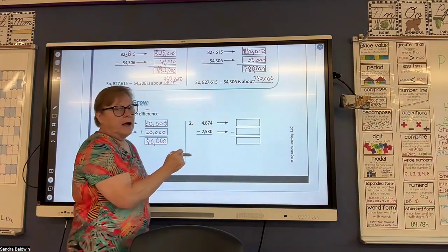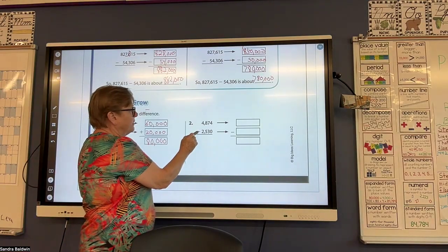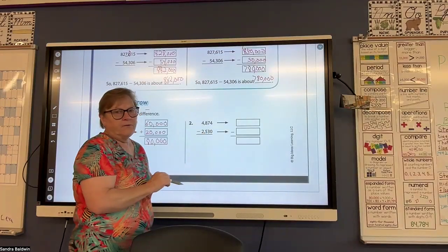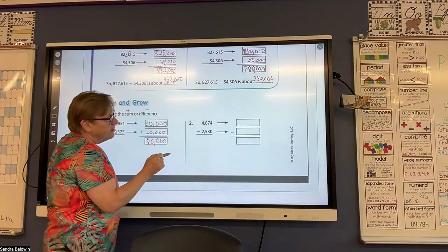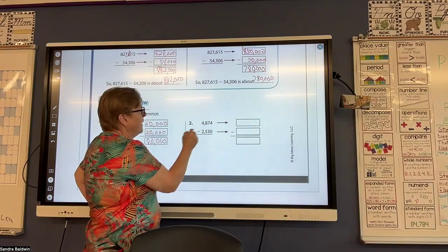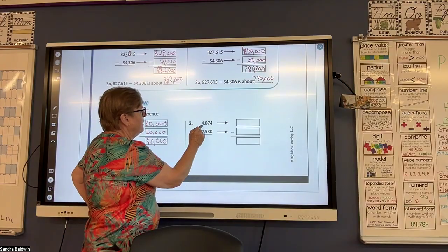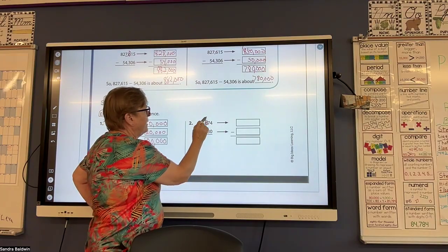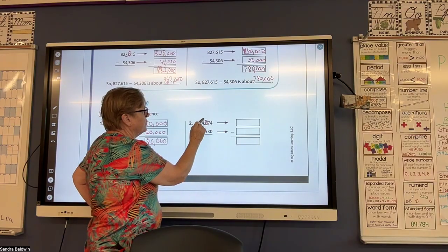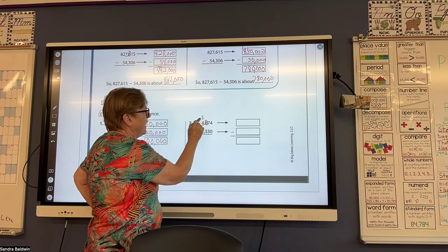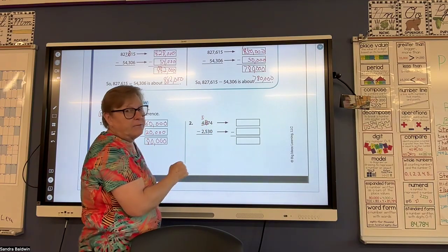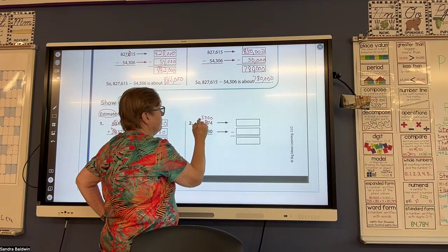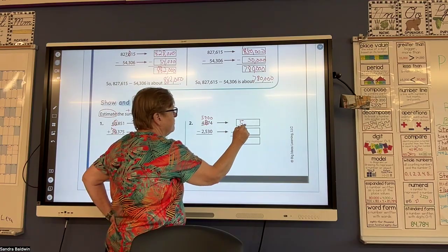For number 2, I look and I'm like, okay, I notice that I'm subtracting here. There's only 4 digits, so therefore I'm going to round to the nearest 1,000. 4,874. There's the 1,000. I'm going to circle the number to the right. That is above 5, so I'm going to shove the 4 to a 5. And everything else becomes 0, 0, 0. So 5,000.